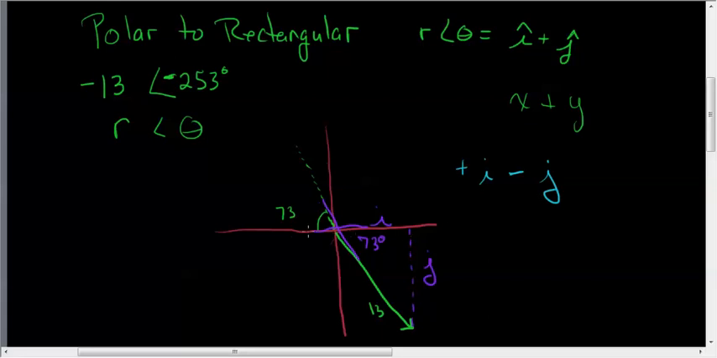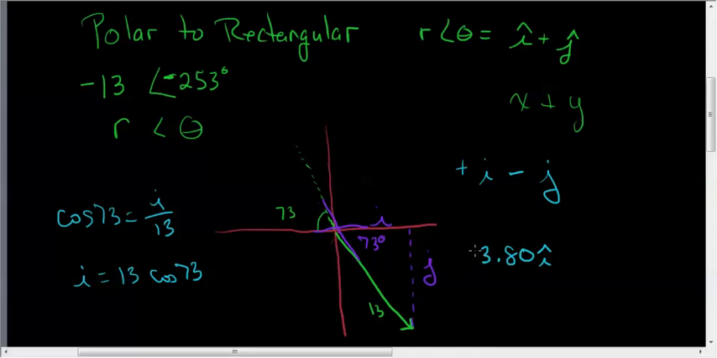We should recognize that right away as trig. i is the adjacent, you know the hypotenuse is 13 and you know 73. So i is adjacent to 73. Adjacent and hypotenuse, we're going to use the cosine. So the cosine of 73 is i over 13, or i equals 13 cosine 73, which our calculator is going to tell us is 3.80. So we know that that's the positive i, so it's going to be 3.80 in the positive i.